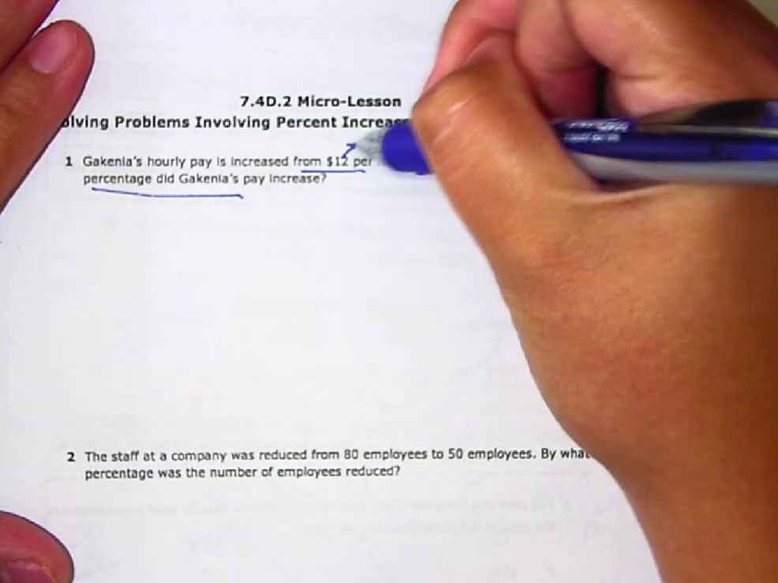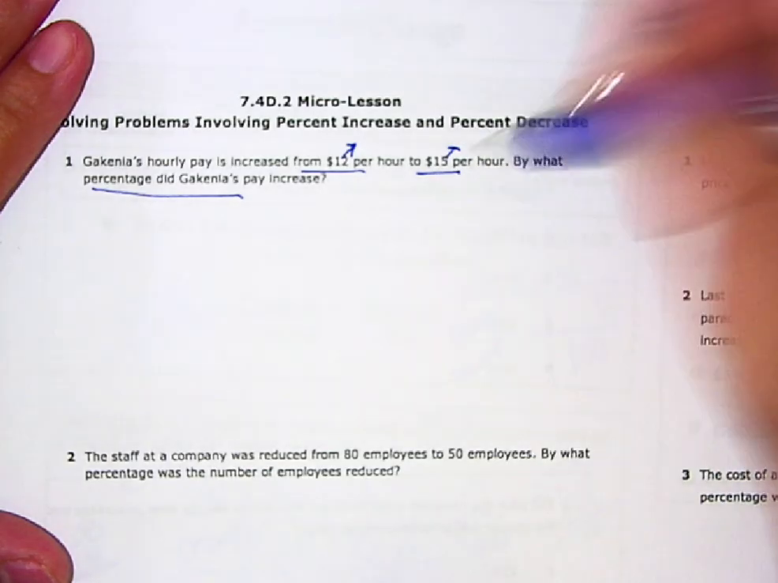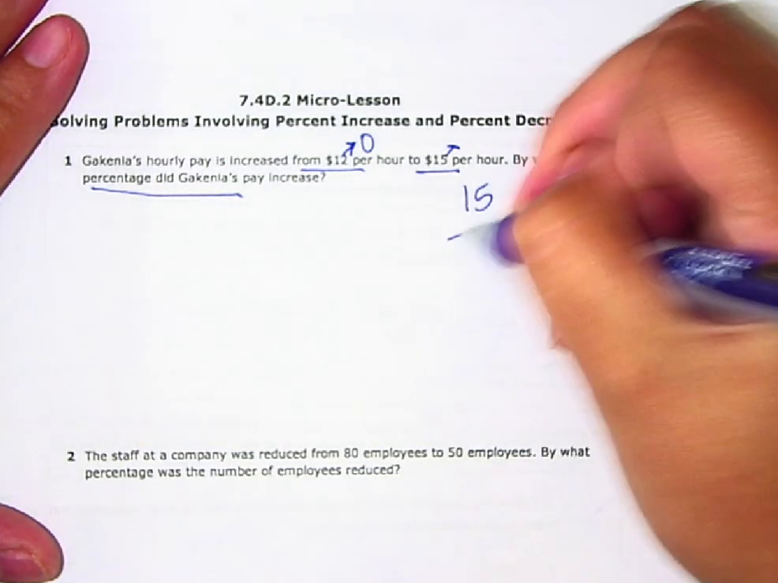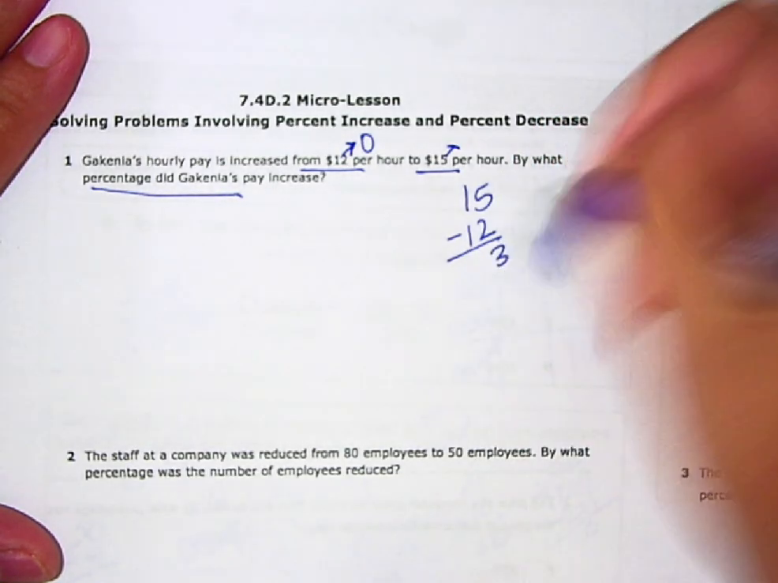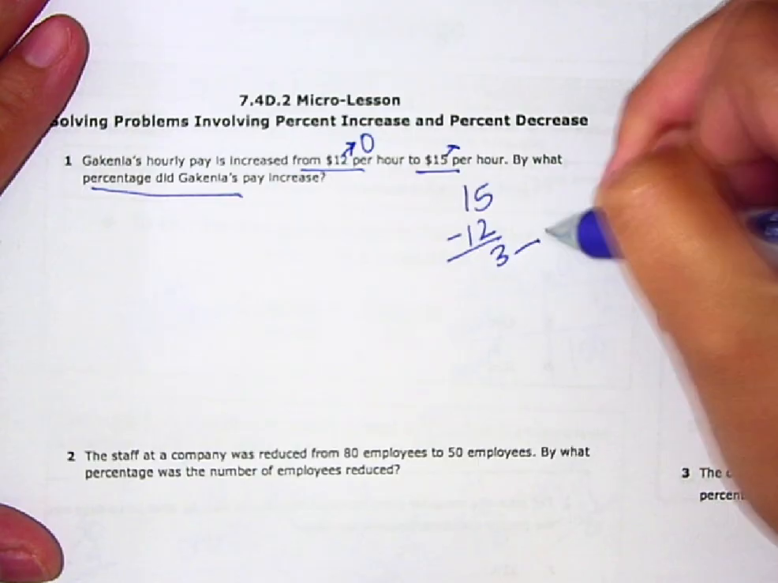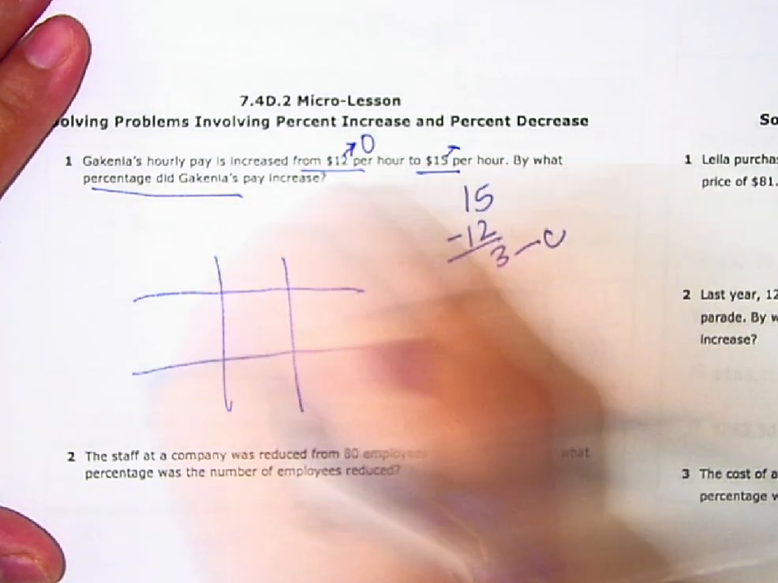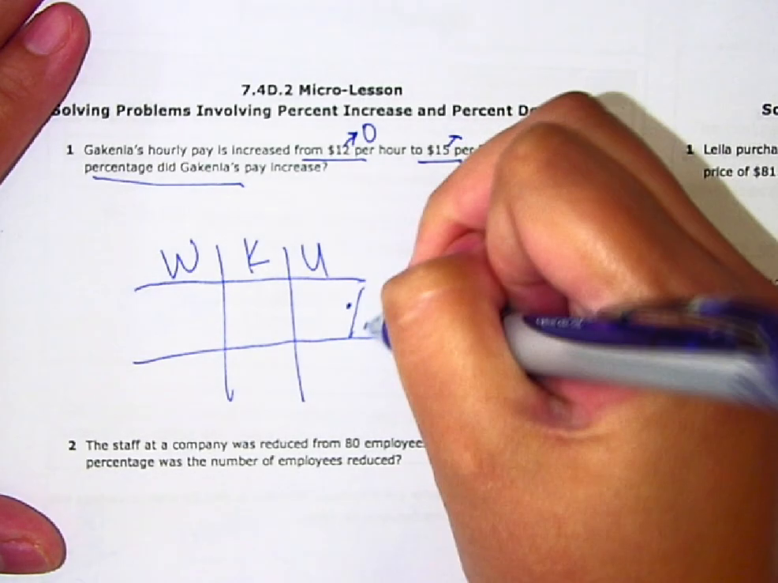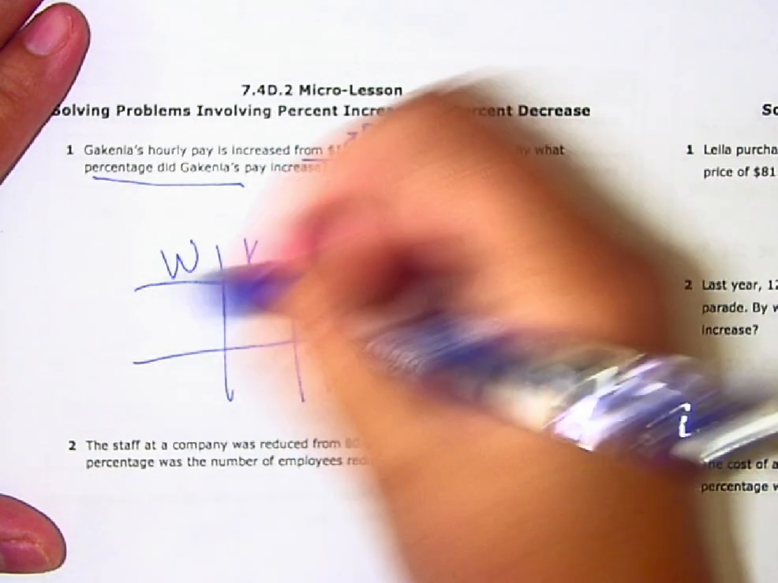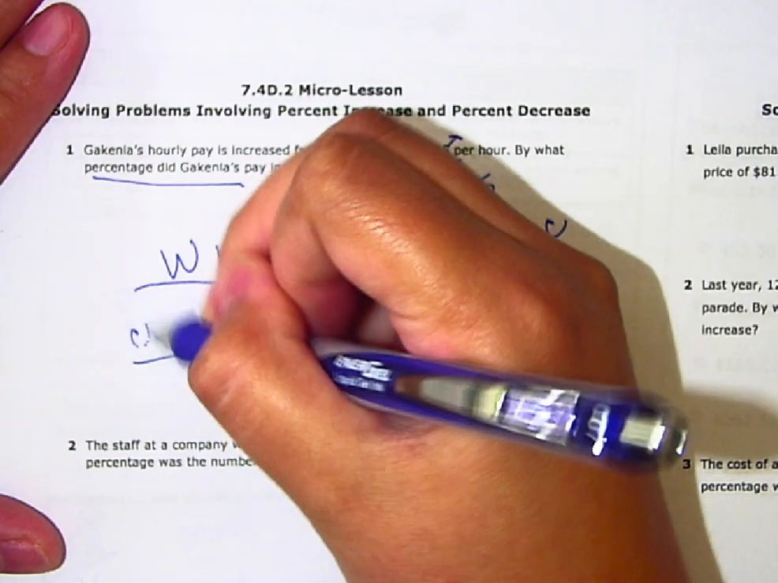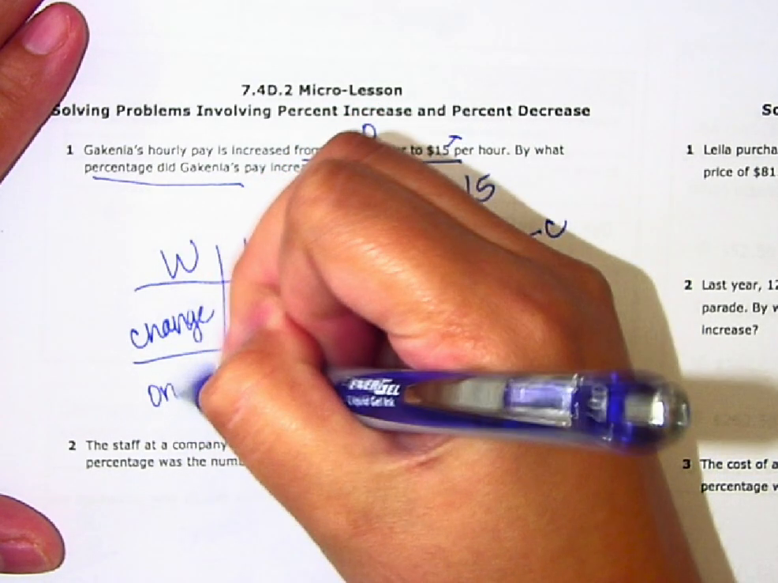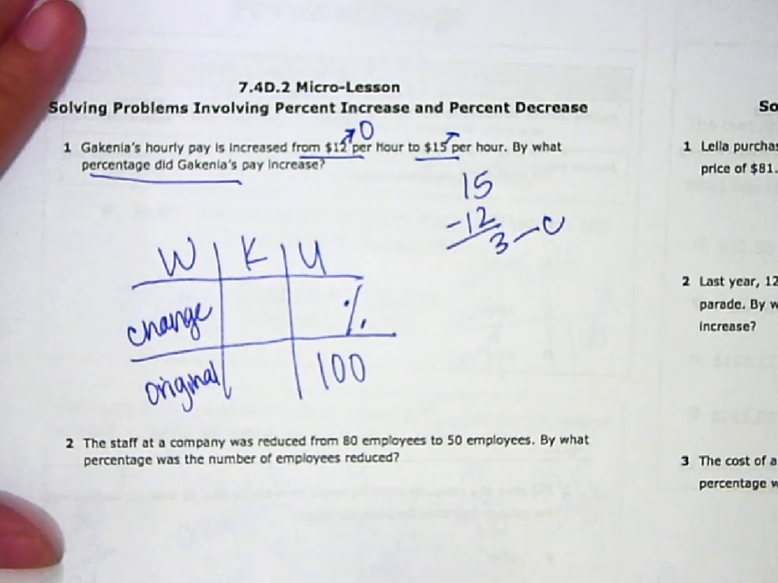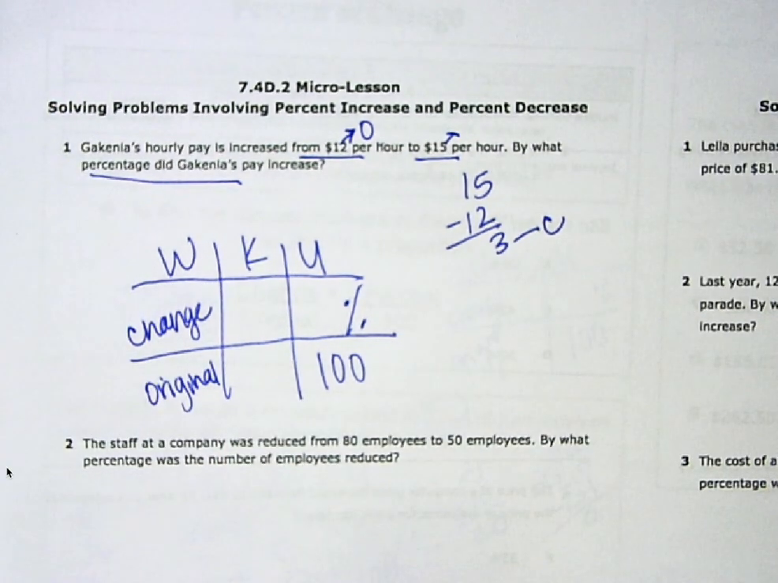So they're already telling you it went from $12 to 15, so this is going to be the original. You have to subtract these two to get the change. So this is going to be your C. You're going to have to set up WKU percent over 100, and then change over original. I already got my O and we got my C. Plug those in. That's what we're gonna do today for the practice.